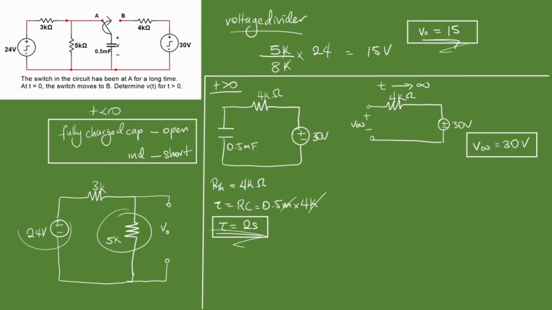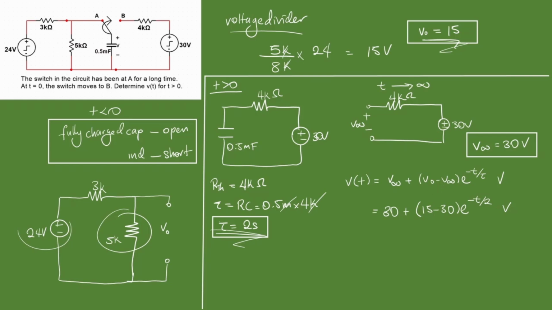So the last thing we're going to do is put everything together. If you remember the formula, voltage as a function of time is going to equal V infinity, plus, then open a bracket, V0 minus V infinity, e to the minus t over the time constant. This is in volts. V infinity is 30 volts, so we're going to start substituting: 30 plus 15 minus 30, e to the minus t over 2 volts.